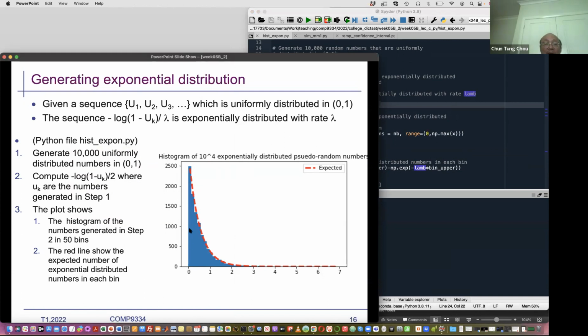Now, I've run the program earlier and I generated this graph. This is the histogram of the distribution of the random numbers. The red curve here is the expected number of random numbers, which is exponentially distributed. So what you see here is the numbers that you get are quite close to an exponential distribution. I've given you this program so you can go back and see how you can use this to generate exponentially distributed random numbers.